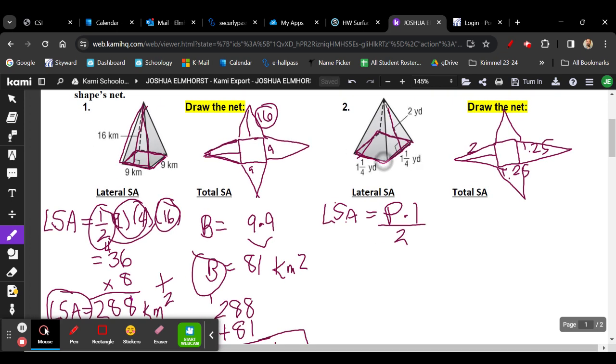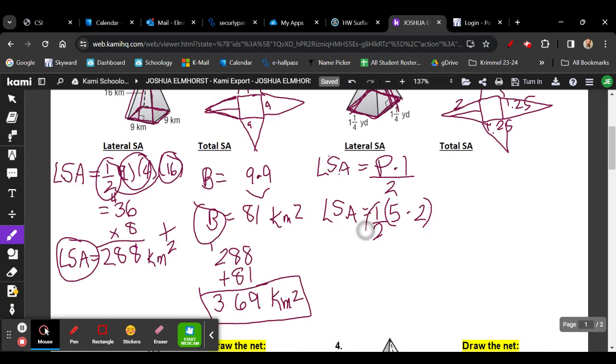So the perimeter is 1.25, 1.25, 1.25, 1.25. Lateral surface area, so that's going to be 5 times 2, which is the slant height. And divide those by 2 because we're dealing with triangles. 2 divided by 2 is 1, so the lateral surface area of just the triangles is going to be 5 yards squared. In order to get the total surface area, we're going to add the base area.